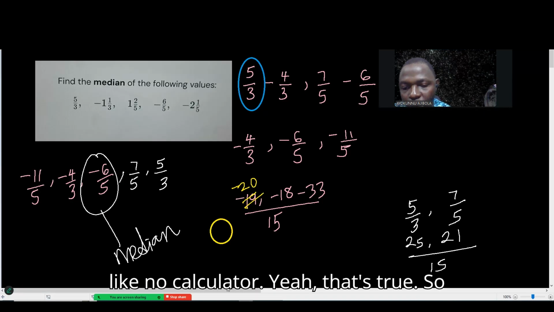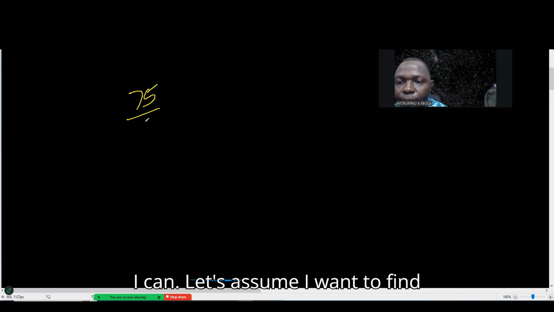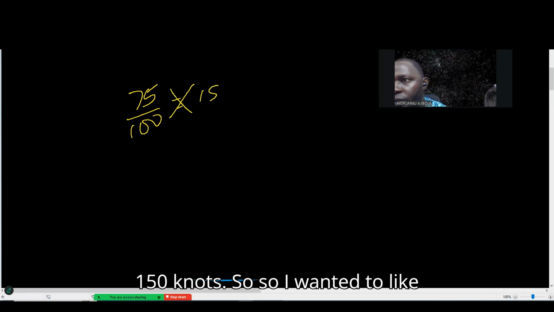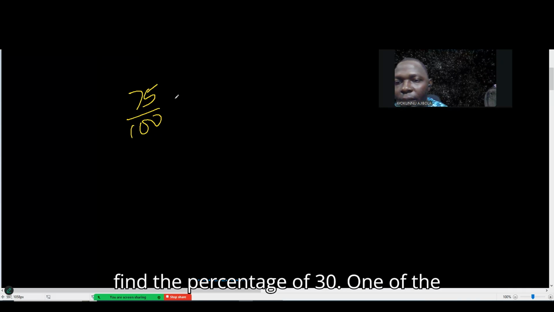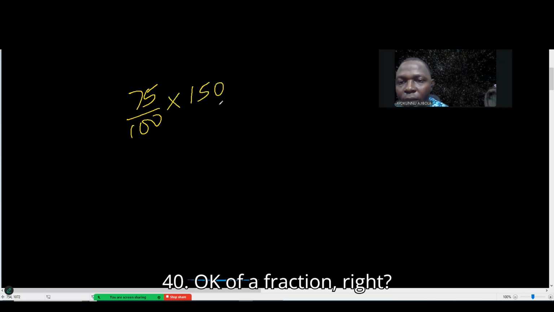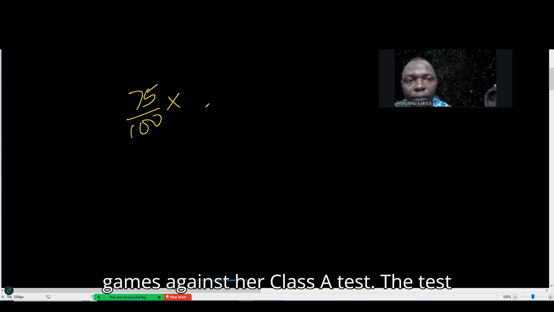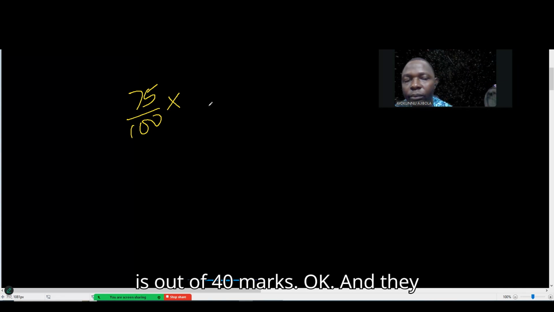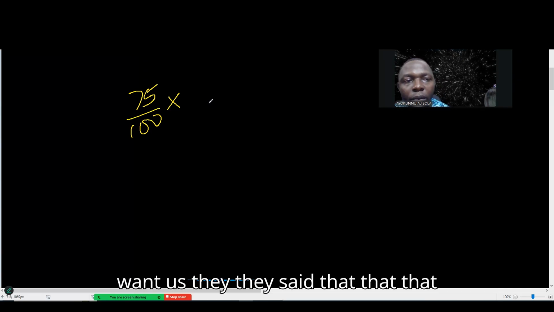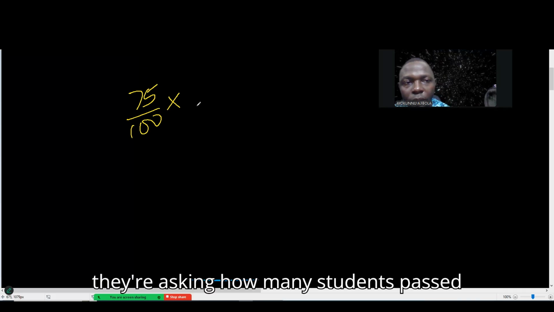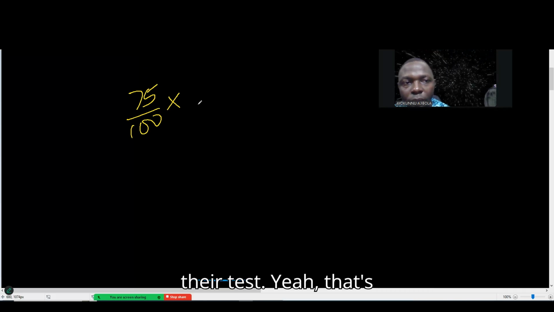Yeah, that's true. So let's assume, can you see the board? Yes, I can. Let's assume I want to find 75% of 150, okay? So I wanted to find the percentage of 31 over 40. Okay, of a fraction, right? Like say the question says Miss Jones gives her class a test. The test is out of 40 marks. And they said that the pass mark for the test is 75%. And they're asking how many students passed their test.